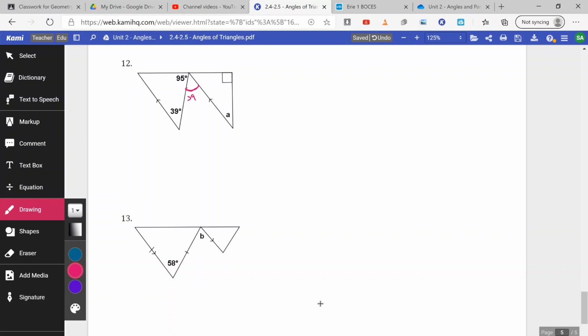And we know that a straight line is equal to 180. So if I want to find this angle right here, I just have to add up my three angles, 95 plus 39. And since we don't know what it is, we'll call it x. It's going to be 180. When I add up 95 and 39, I get 134 plus x is 180. Subtract the 134.